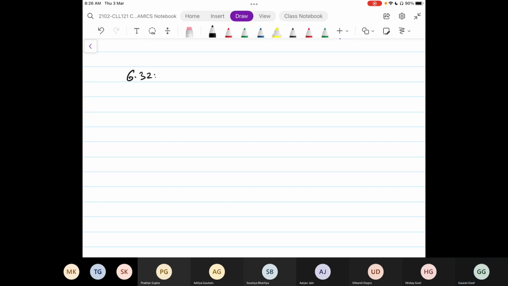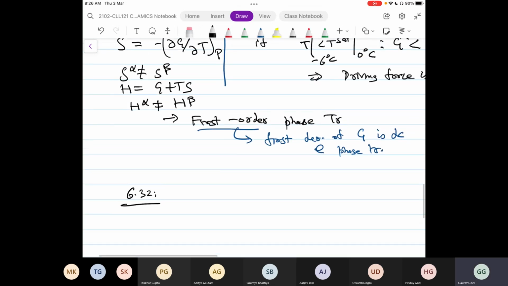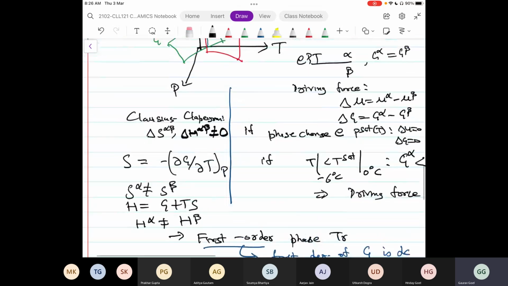6.32. Sir, yes. When we said the slopes were different, these were the slopes at that specific point, that P and T. Yes, yes, at the transition point.